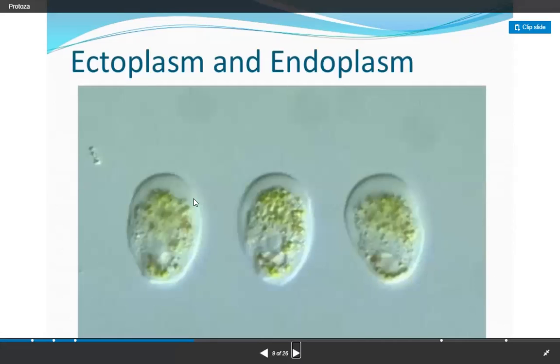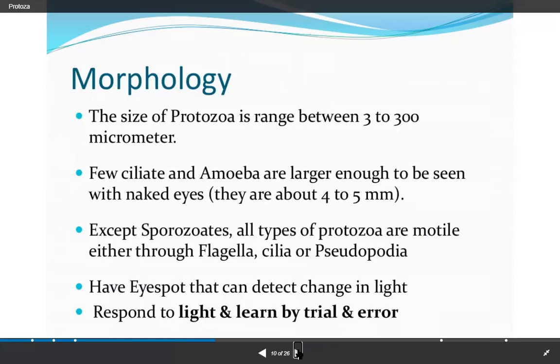This is the ectoplasm layer, and this is the endoplasm layer. The size of protozoans ranges between 3 to 300 micrometers. This is the average range of the protozoan. Few ciliates and amoebae are large enough to be seen with the naked eye. They are about 4 to 5 millimeters. Means a few are larger in size, like a few amoebae and ciliates, which we can see with the naked eye.